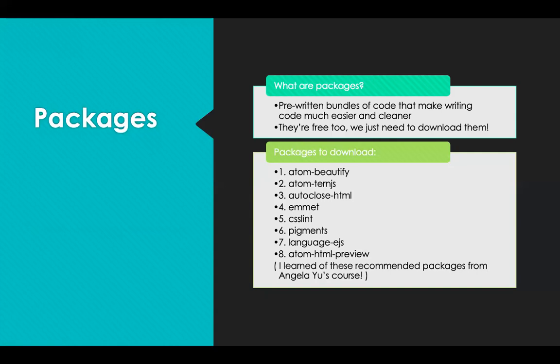Okay, now that you have Atom installed, the only other thing we need to do to be set up is to download some of Atom's packages. So now I'm going to navigate over to Atom, and I'm going to show you what that looks like. But first, I want to explain what packages even are. Packages are pre-written bundles of code that make writing code much easier and much cleaner. And they're also entirely free. Someone else did all the busy work, and they created the packages, and we just get to download them.